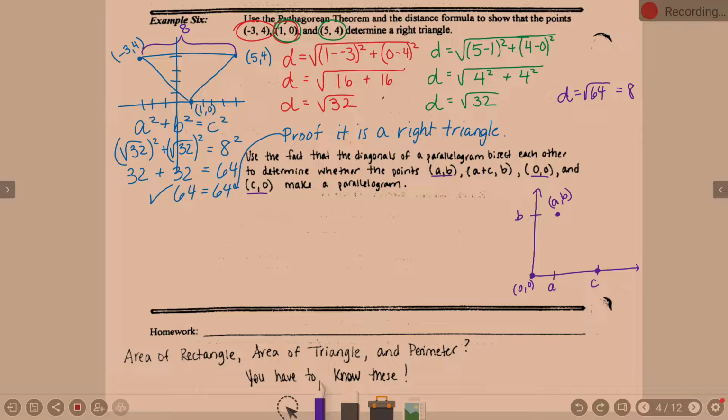Now, the point that I skipped: A plus C, comma B. So that is going the distance of C and adding A to it and then going up B. Because A plus C is the whole distance of C plus that smaller A. And so this is A plus C, comma B. Now, I obviously drew them to make them look like a parallelogram, just like I can draw that triangle to look like a right triangle, but is it one? And that's what we're going to check. So here's our parallelogram.